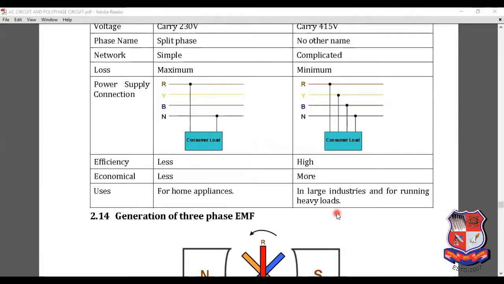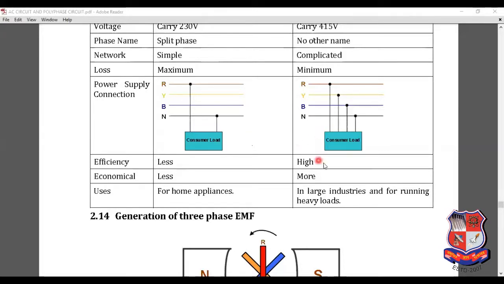In case of single phase circuit, there is absence of RMF. RMF means rotating magnetic field. That's why it is not self-started. This point you can also write: single phase circuits, or single phase machines, are not self-started machines.